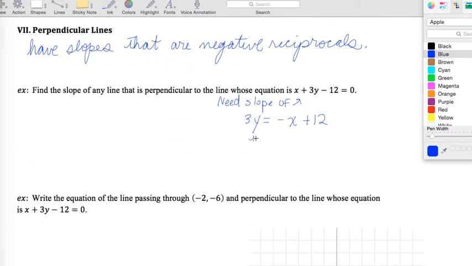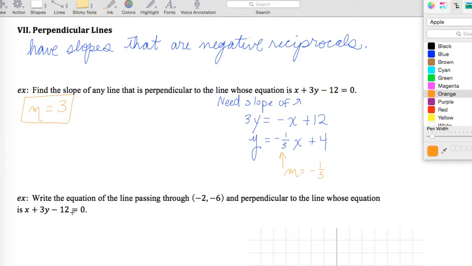So coming back down here, I'm going to divide this by 3 and write it as negative a third times x. And 12 divided by 3 is 4. So the slope of this line is negative 1/3. So the slope of our line is the negative reciprocal of this. So if we flip 1/3 upside down, we get 3 over 1, and then take the negative of this, so it's already negative, so it becomes positive 3 over 1. So that's the slope of any line that's perpendicular to that line.